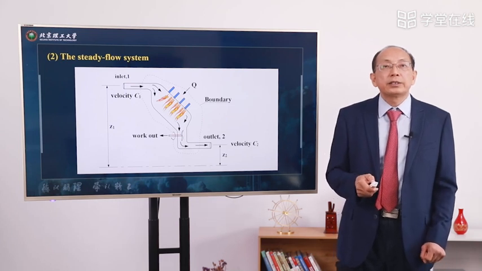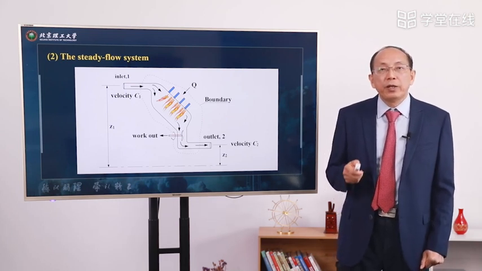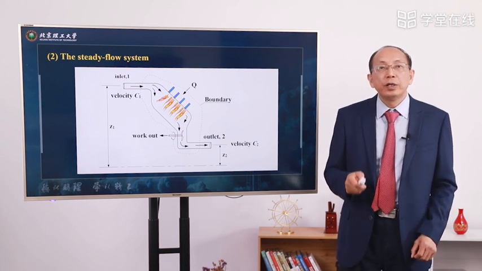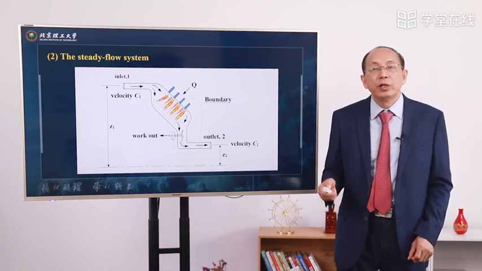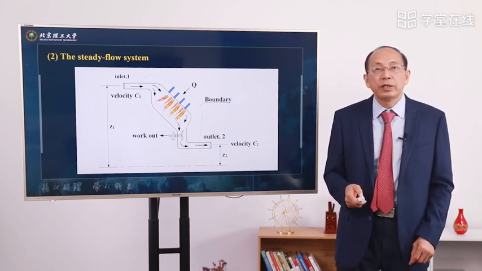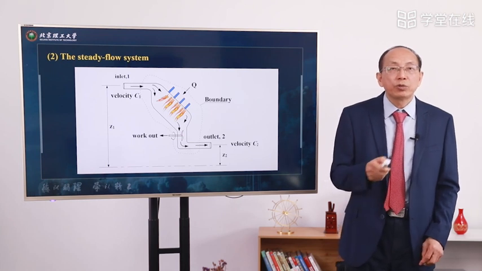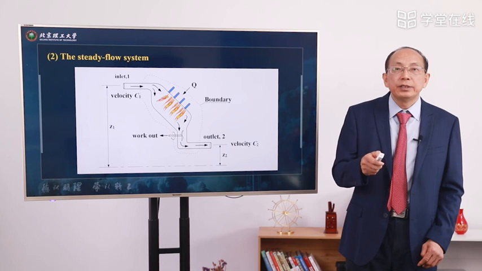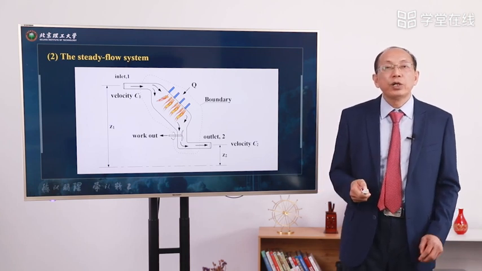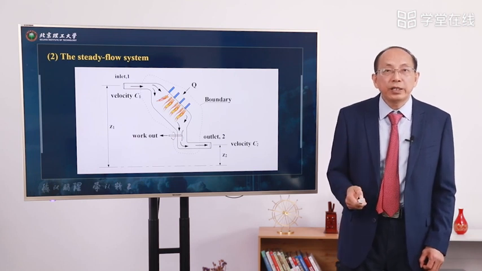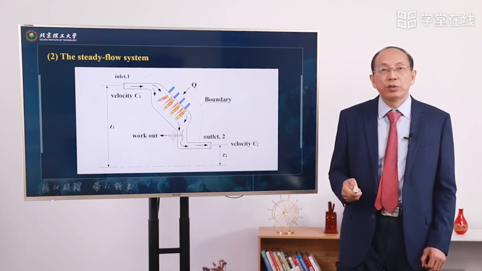Here is a steady flow system. This system includes so many meters. There is input and output, and maybe the outside gives some heat energy to the system. The system gives some work to the user outside. The height also is different, so it includes some potential energy and kinetic energy change.